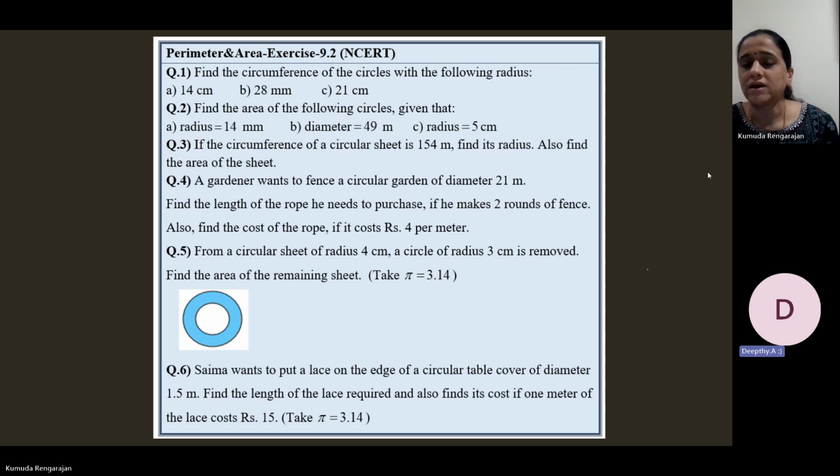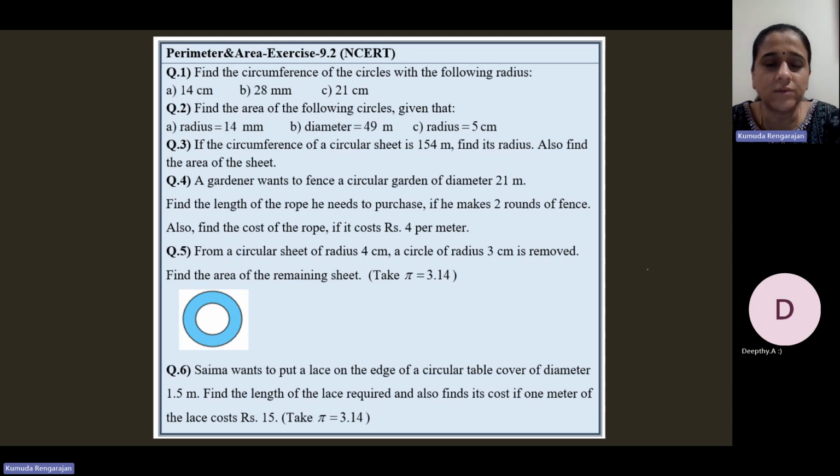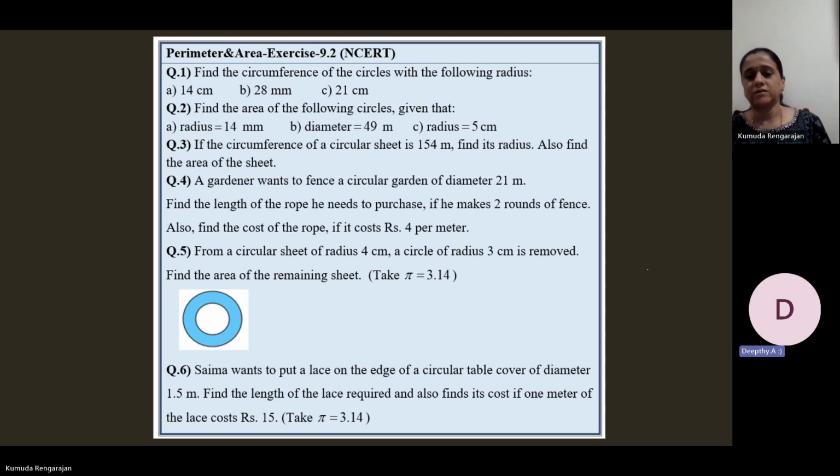Yes, ma'am. After the class, for the first and second question, do I just have to circle the option, or do I have to solve it? The first one is not a multiple choice question. Find the circumference of the circles with the following radius. So you'll have to find this. Yes.